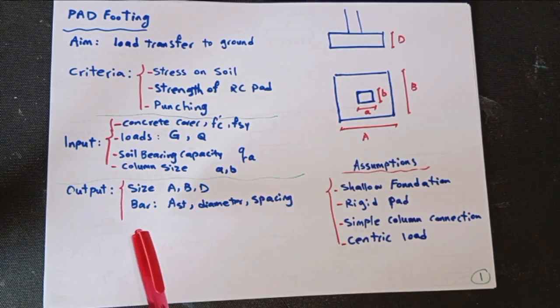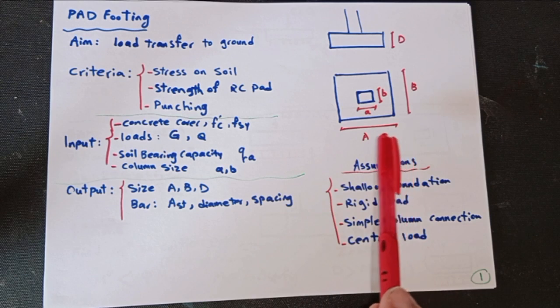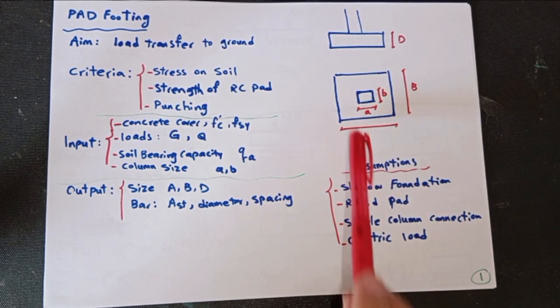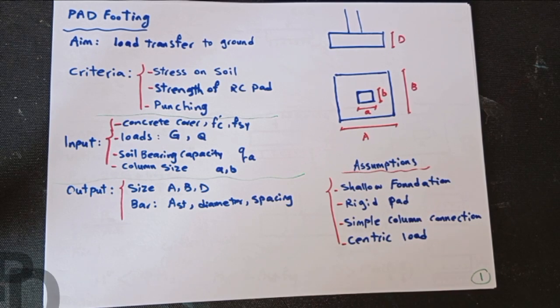So the output for pad footing will be, we need to size A, B, area of the size, and also thickness of the pad. And also we need to have bar distribution in the section. For this type of pad, we generally have just bottom layer to take tension loads, and in two layers, X and Y. We will talk later more about this one.